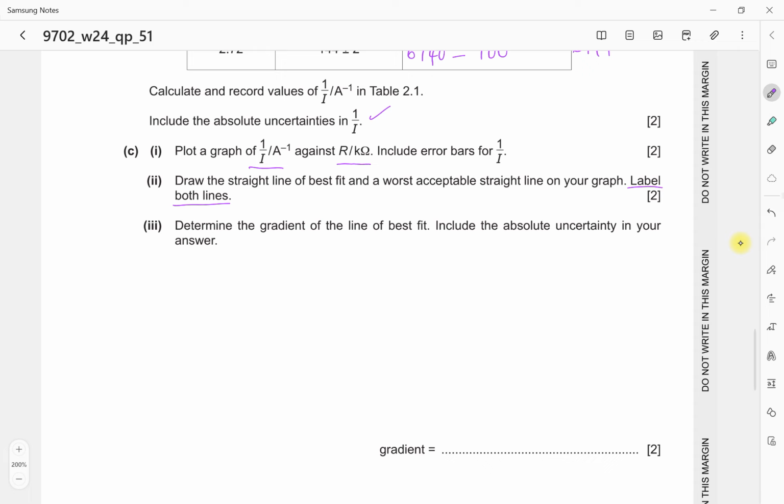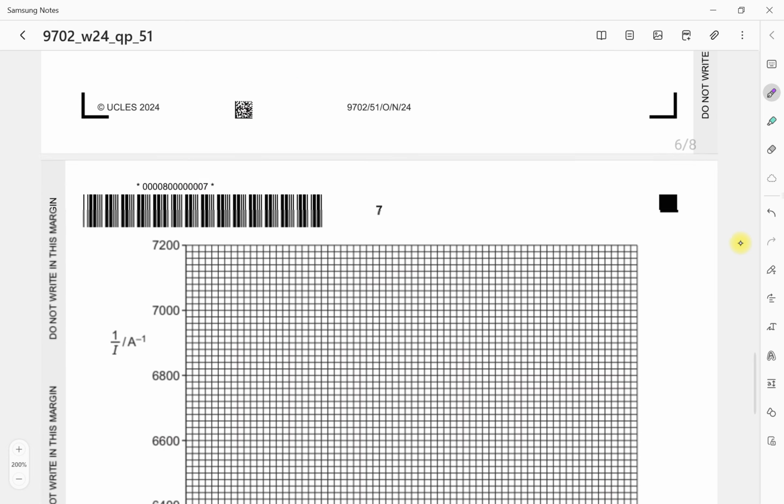Determine the gradient of the line of best fit. Include the absolute uncertainty in your answer. So we are going to find the gradient of the best fit. We shall also find the gradient of the worst fit. And then for the uncertainty, we shall subtract. Okay, let's first plot the points.